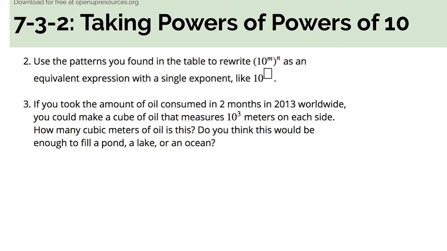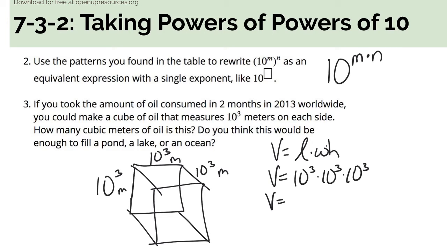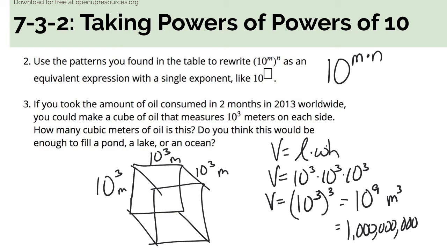In number 2, using the patterns we just saw, we saw that we would need to multiply our exponents. So I could rewrite this as 10 to the m times n power. In number 3, I drew the cube for us with each side being 10 to the 3rd meters long, and volume is length times width times height. I could rewrite this as 10 to the 3rd to the 3rd power. And we just saw using rules of exponents, I could rewrite that as 10 to the 9th cubic meters. And if I wrote that out, that would be 1 with 9 zeros. And this would be enough to fill a large lake.